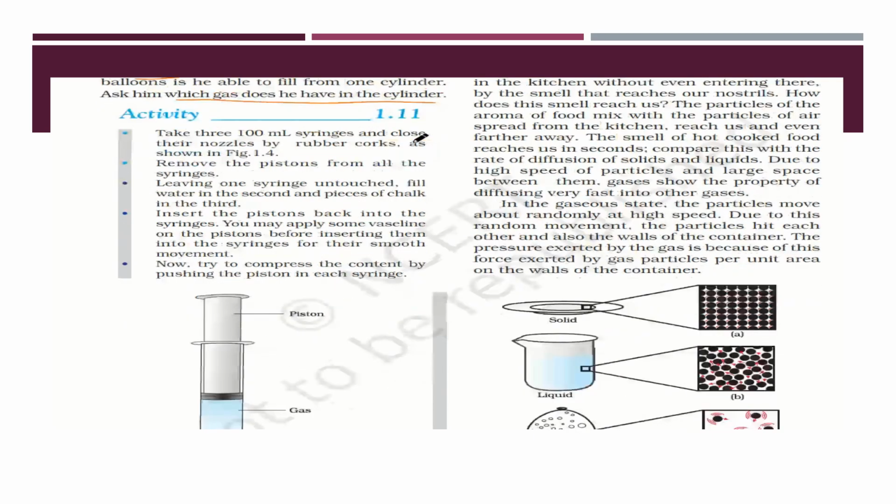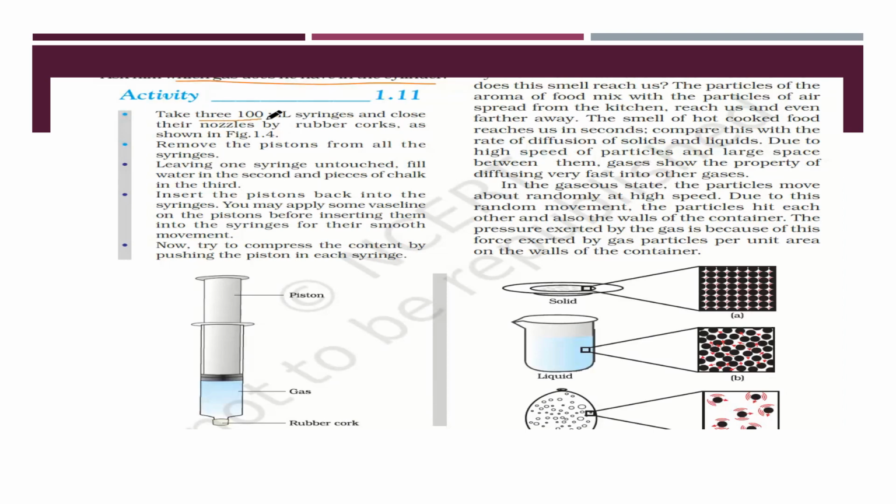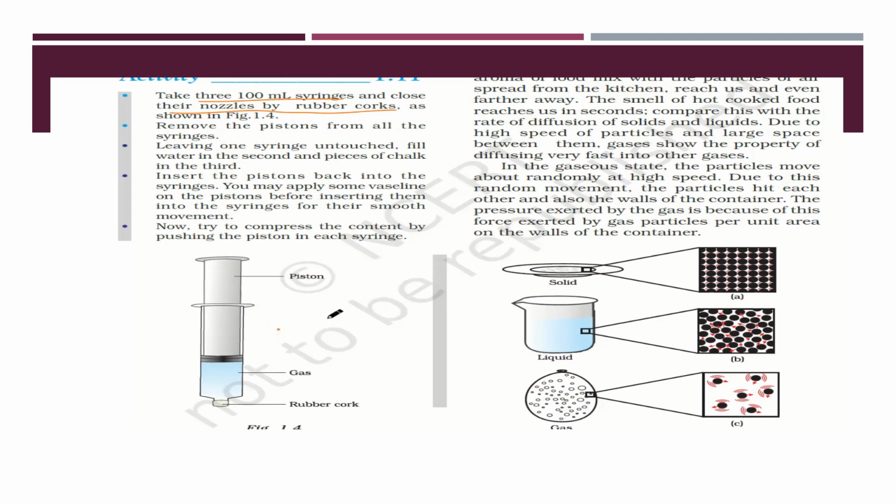Let us take an activity. We take 300 ml syringes and close their nozzles with a rubber cork, as shown in the figure. We remove the pistons from all the syringes, leaving one syringe untouched, filled with air, filling water in the second, and pieces of chalk dust in the third, and another one we keep untouched, filled with air.